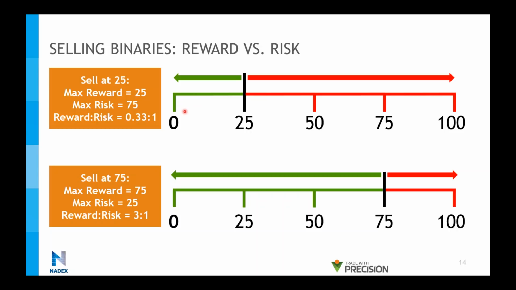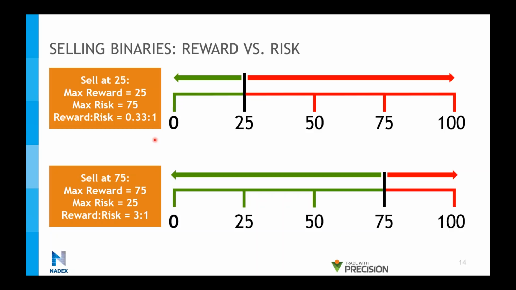If things go wrong, how much can we lose on that contract? Well, we got 25 for it, and if it settles above the strike price, that contract will settle for $100. So we have to pay those $100. We just got 25 for it. So those 75 will still be coming out of our pockets. So the maximum reward is just 25. The maximum risk is 75. And the reward to risk ratio on that trade is 0.33 to 1.